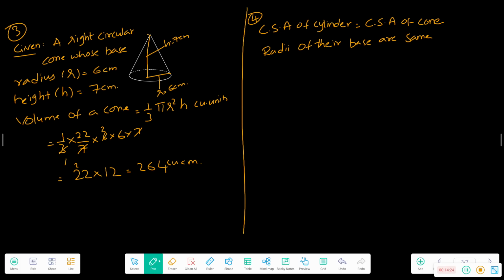Okay, first let me write the formula. Curved surface area of cylinder, that is 2 pi r1 h, and let us take it as h, because we don't have h in the curved surface area of cone. Next it is curved surface area of cone, pi r2 l. As their radii are same, r1 is equal to r2.